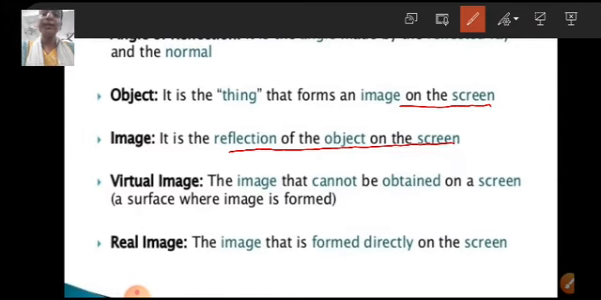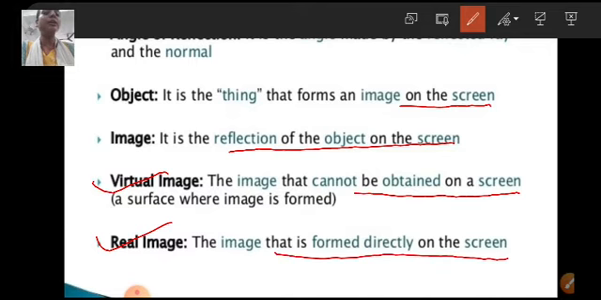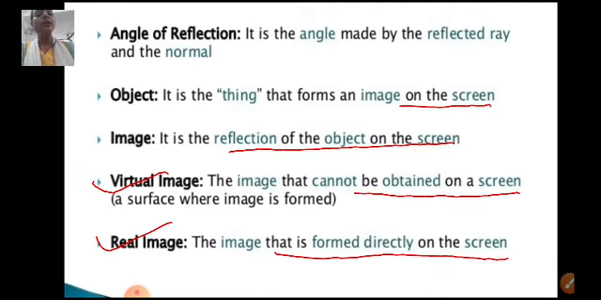Then there are two types of images, virtual and real image. The image that cannot be obtained on a screen is virtual, whereas the image that is formed directly on the screen is a real image.